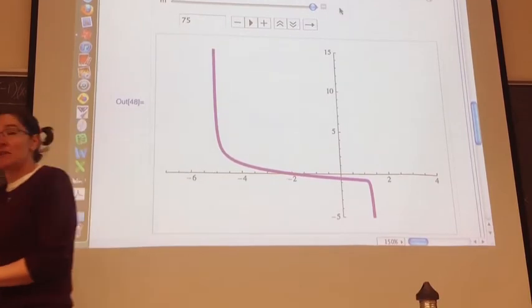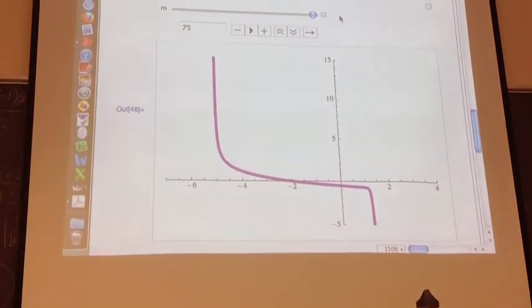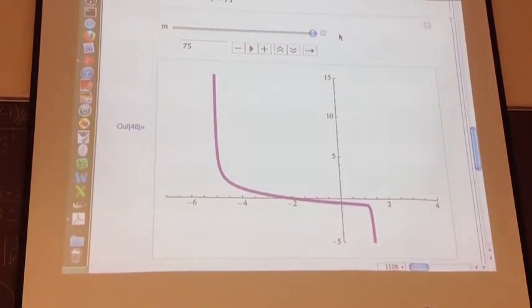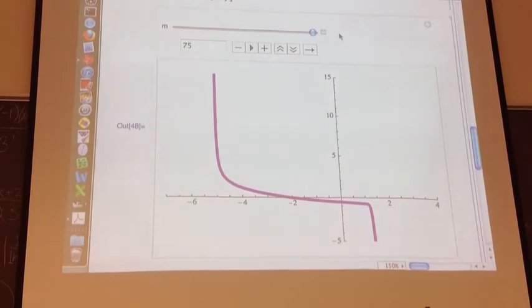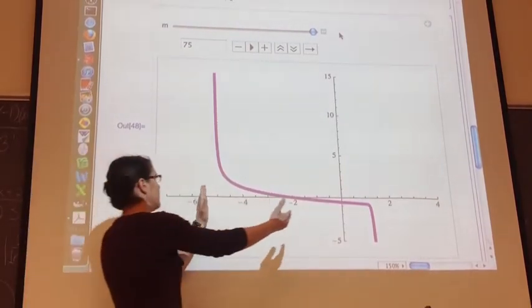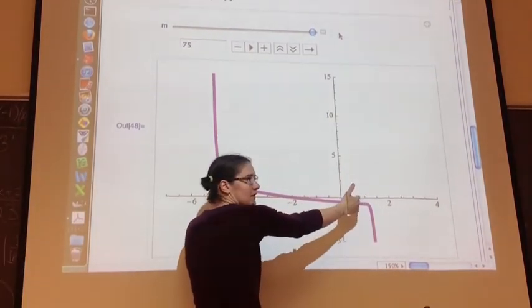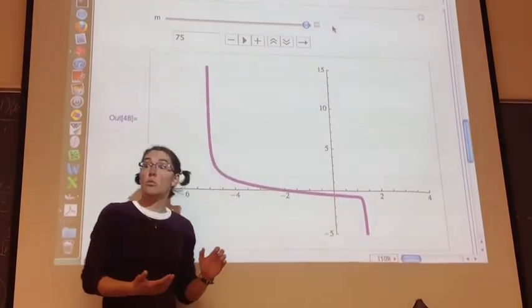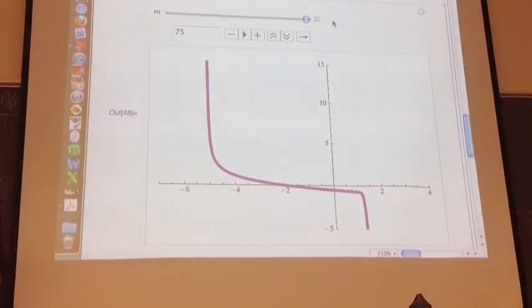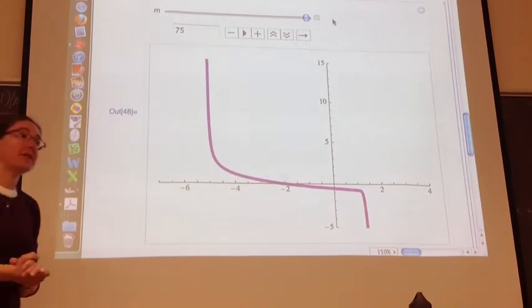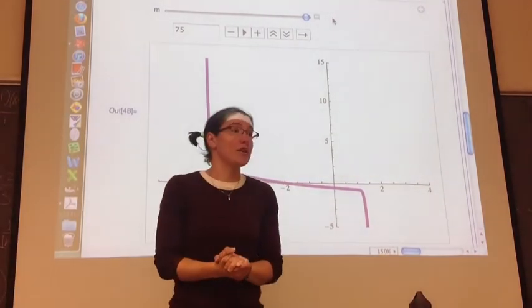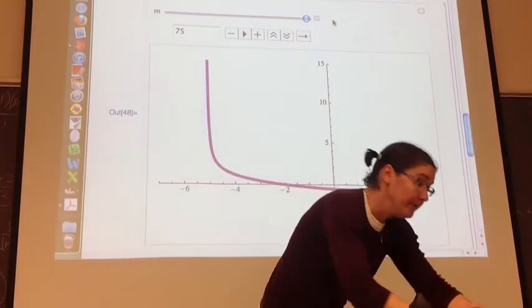So that brings us to another question. This series is converging to some function between -5 and 1. We've got this convergence happening. So what is this series converging to? Well, that, it turns out, is a hard question. But we can ask Mathematica.